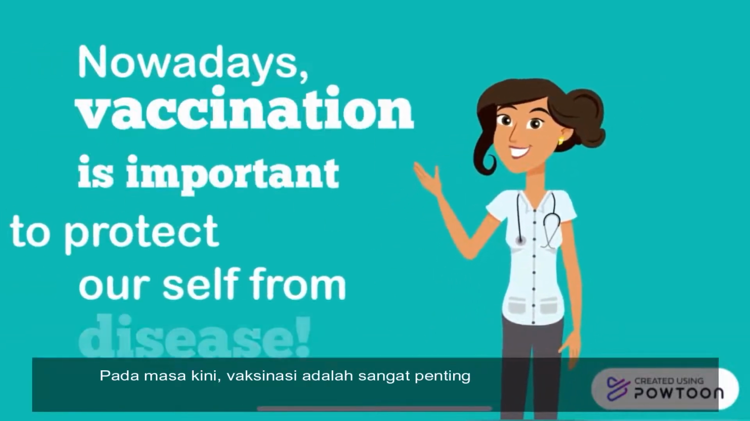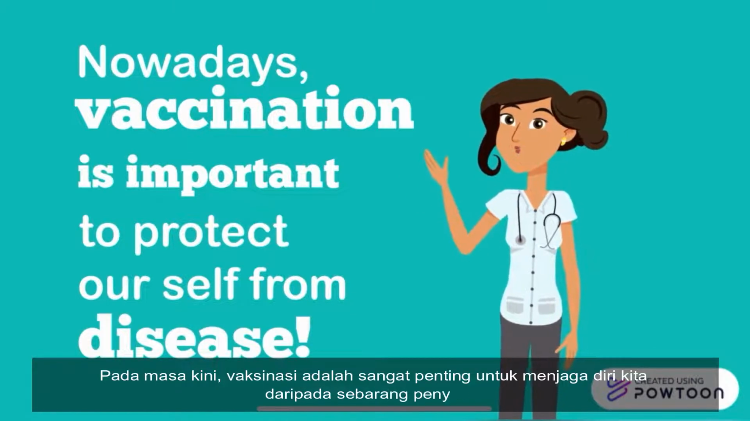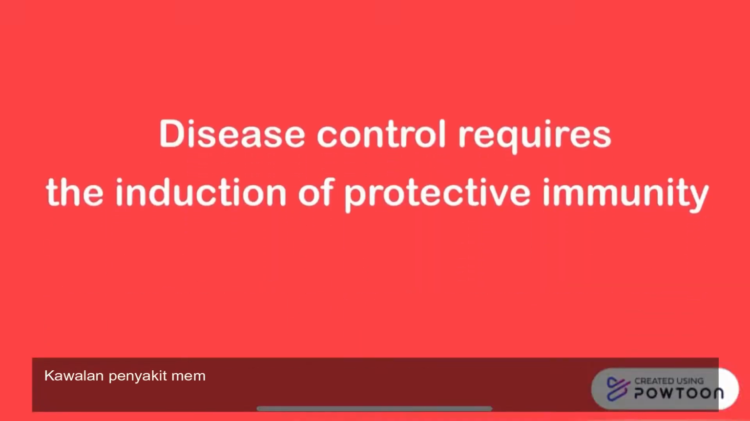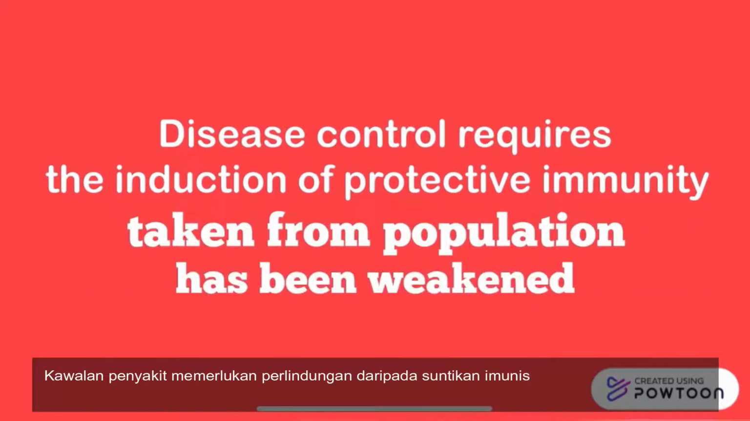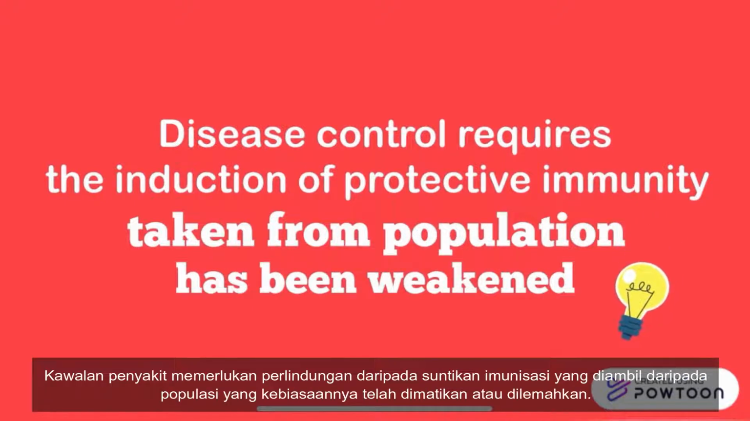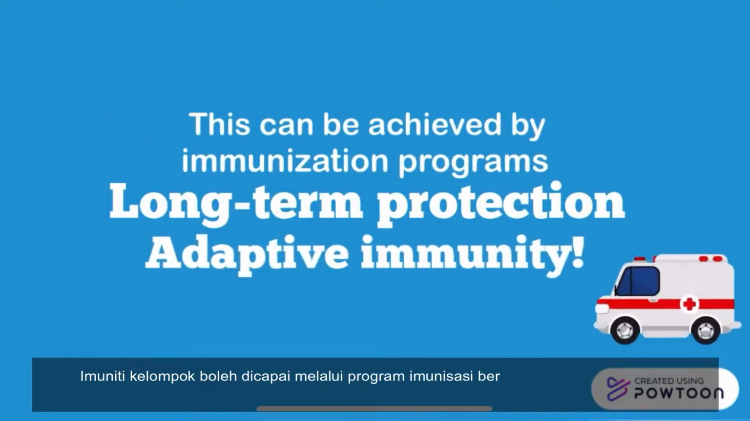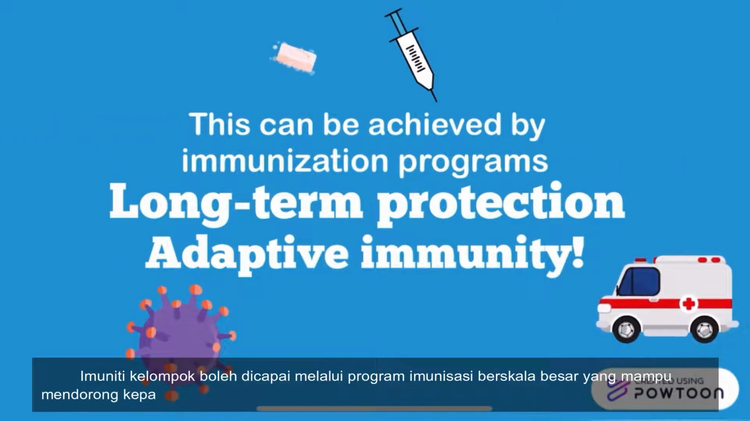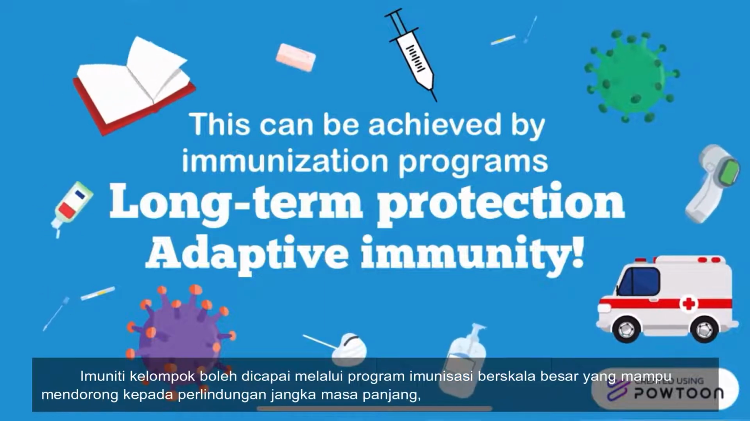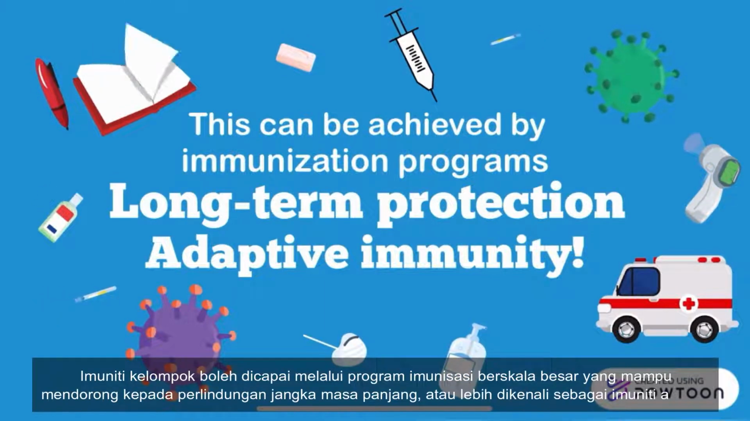Nowadays, vaccination is important to protect ourselves from disease. Disease control requires protection from induction of immunity taken from a population that usually has been killed or weakened. This can be achieved through large-scale immunization programs to achieve herd immunity that is capable of inducing a long-term protection, also known as adaptive immunity.